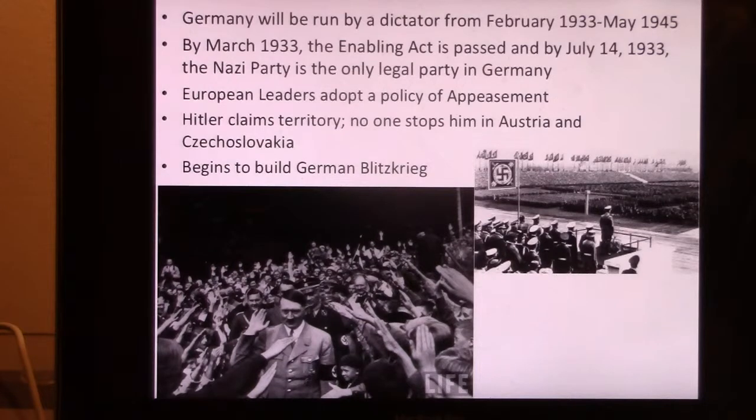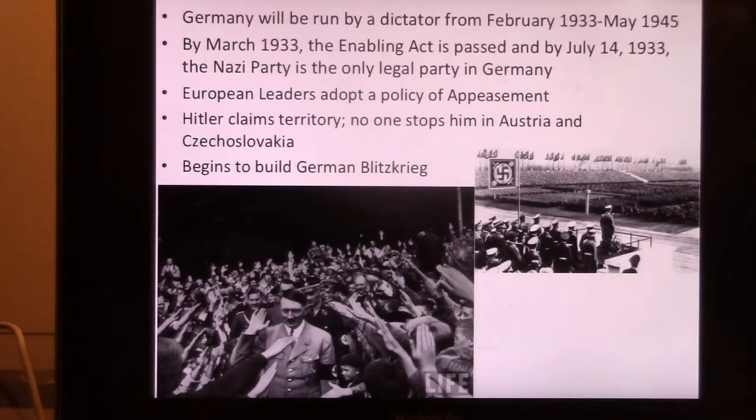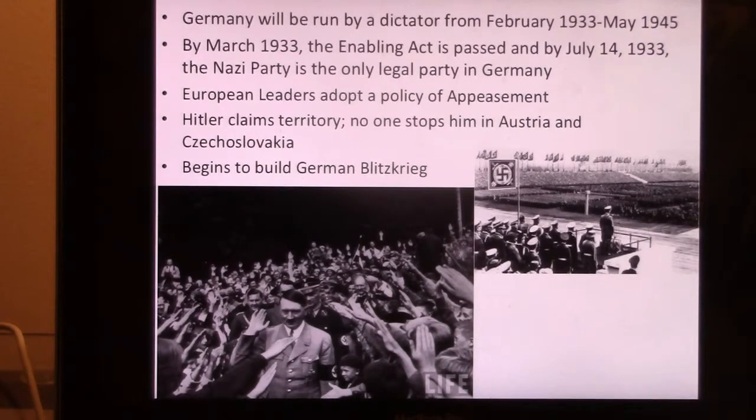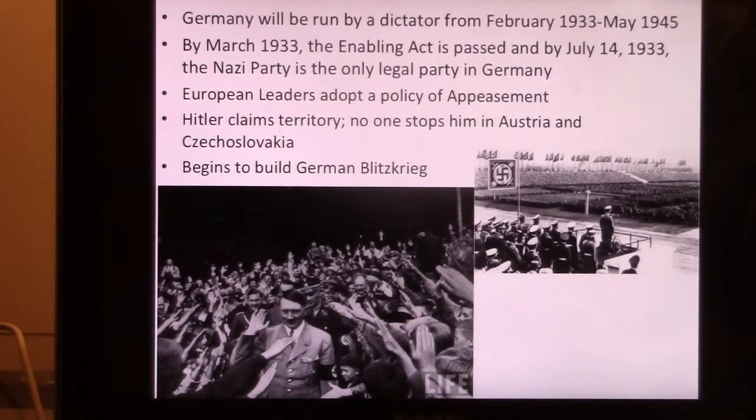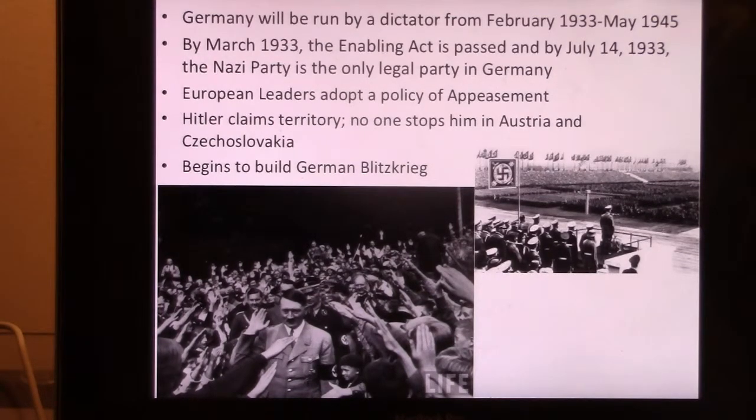Paul von Hindenburg, who's 94, will shortly after this die, leaving Adolf Hitler as the one guy in power in Germany. By March of 33, this was just a couple months after gaining power, the Enabling Act was passed. And that allowed Hitler to rule by decree. Whatever he said becomes law. By July 14th, 1933, the Nazi Party is the only legal party in Germany.